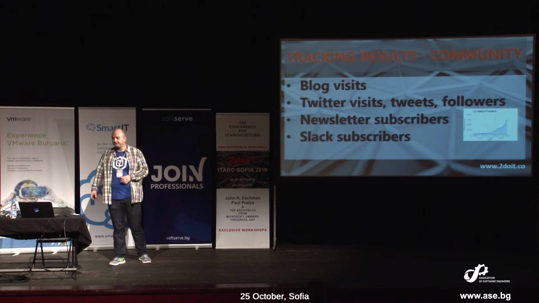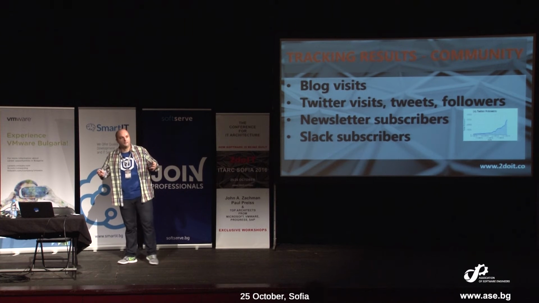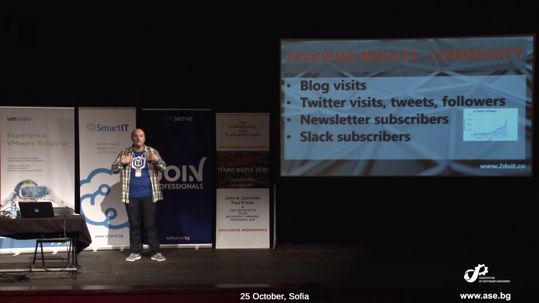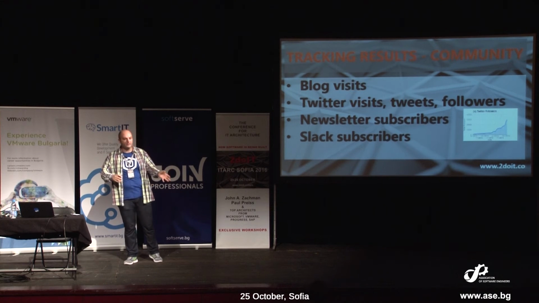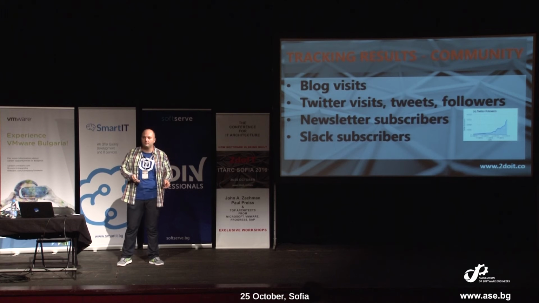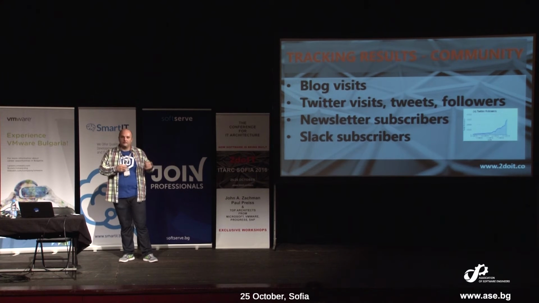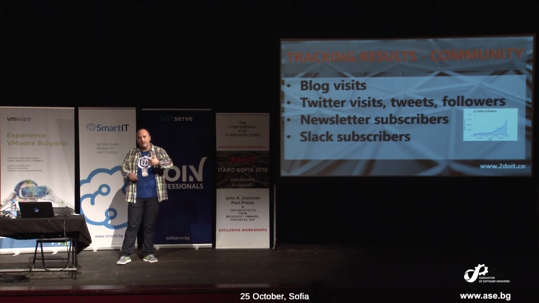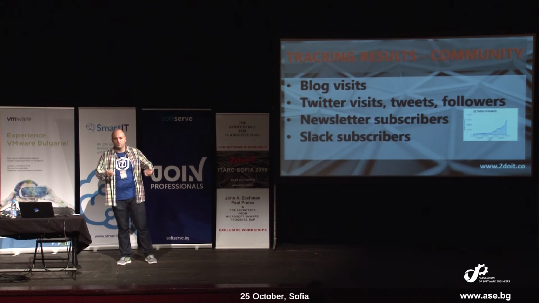Then we track how well we do with the community. We check the blog visits, we check the Twitter tweets and followers, newsletter subscribers, Slack channel subscribers. These are growing as well, which tells us that we're doing well. If there is something that is not growing, then we should address it immediately. We should act immediately.